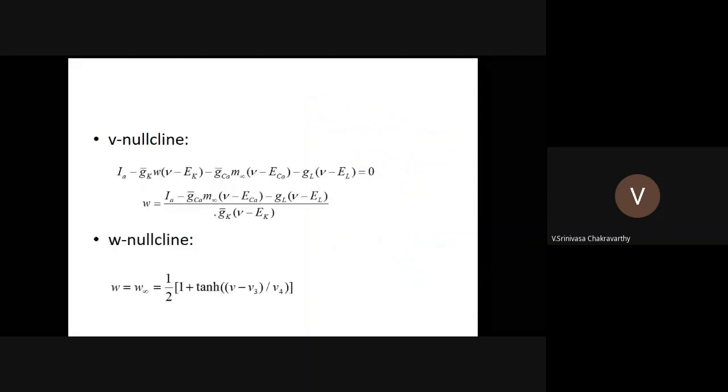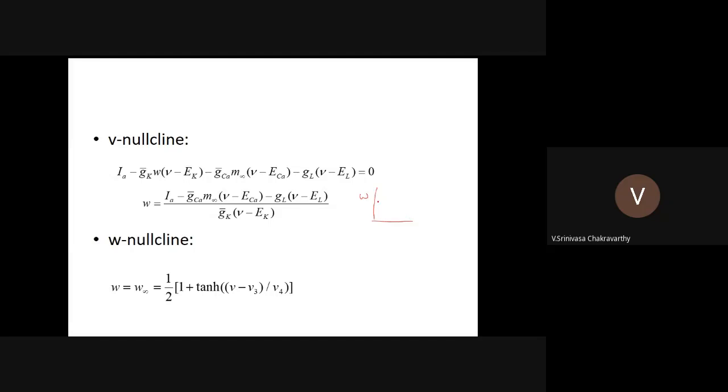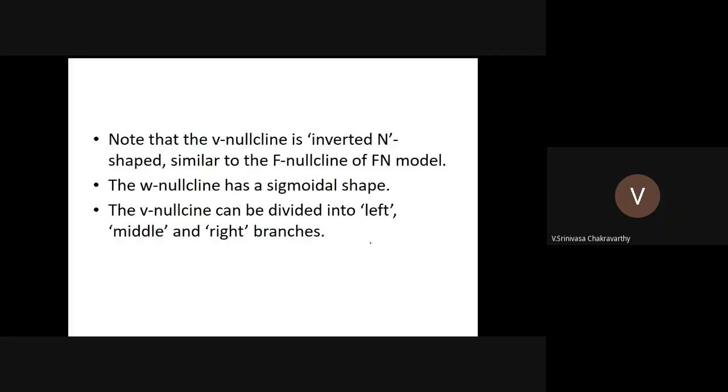So with these assumptions, we have two null planes. The V null plane is given by setting the dV by dt term equal to 0, which means the sum of all the ionic currents will be equal to the external current IA. If you take out W and move everything else to the other side, you get an expression like this. If you simply plot this as a function of V and W, you get some curve, and that is the V null plane. And the W null plane is very simple. It's simply a kind of sigmoid. Right, so let us see how these two things look.